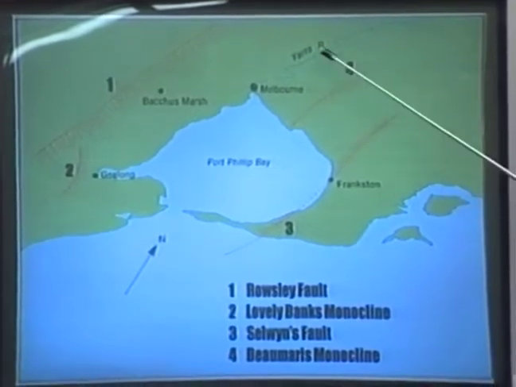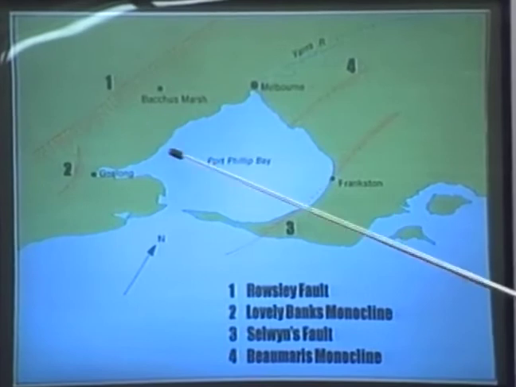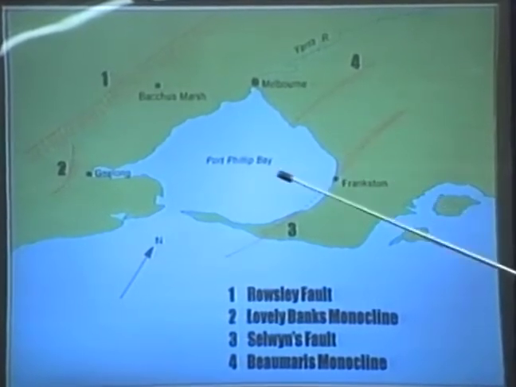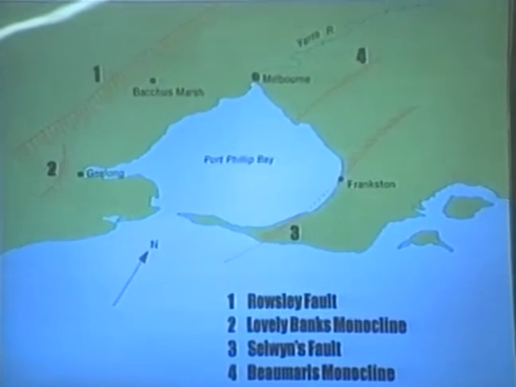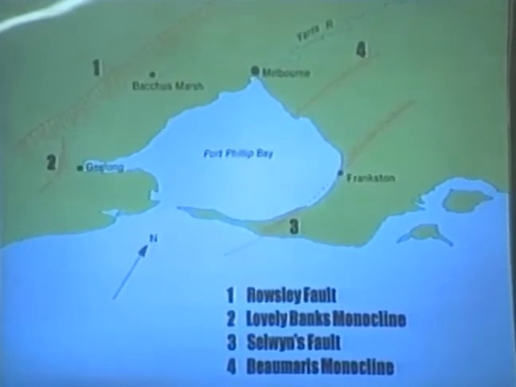So within this area here, there are a couple of faults, and within this area also there have been some areas which have been uplifted and others which have been depressed. And the region where Port Phillip Bay is located is supposed to be a sunk land, an example of a rift valley.